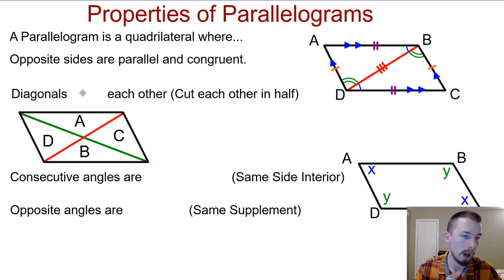Then the diagonals, remember, those are going to bisect each other. So they're going to end up cutting each other in half. So the green one cuts the red one in half, and the red one cuts the green one in half by the proof we just did.